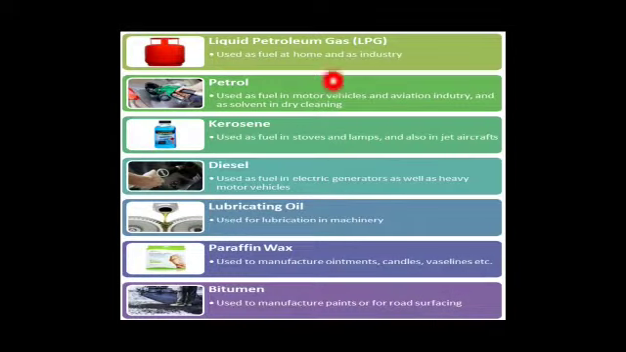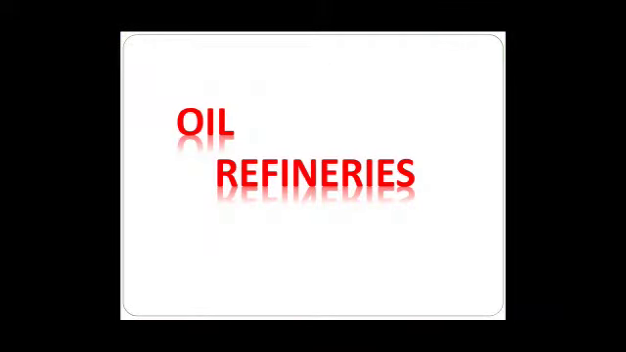You can see the list. We make liquid petroleum gas that we use for cooking. We make petrol, kerosene, diesel, lubricating oil, paraffin, wax, and so on. There is a long list of products we can make from petroleum.